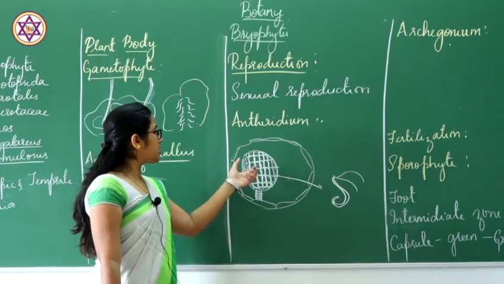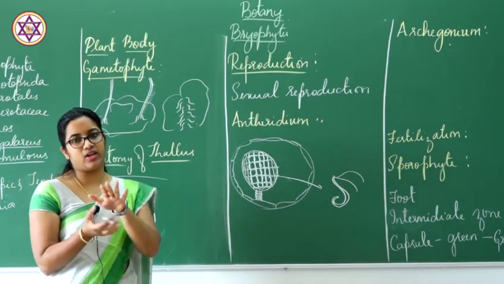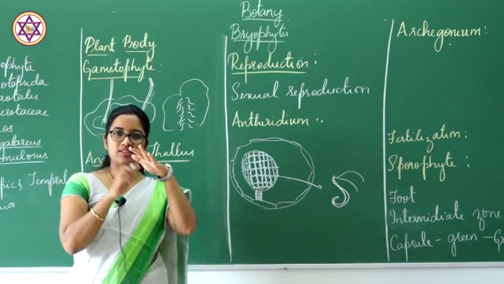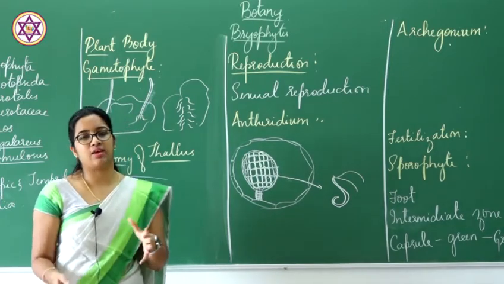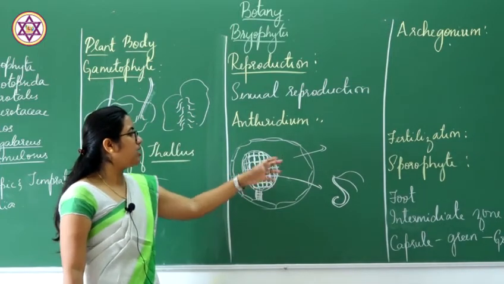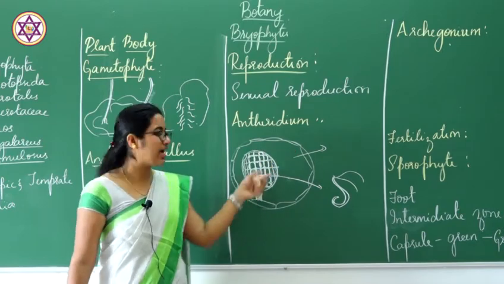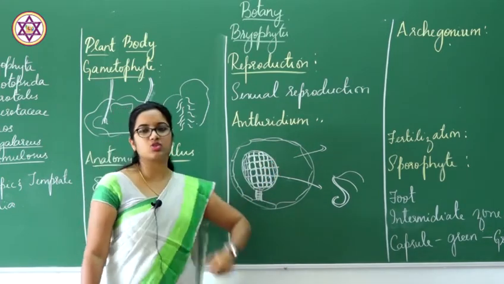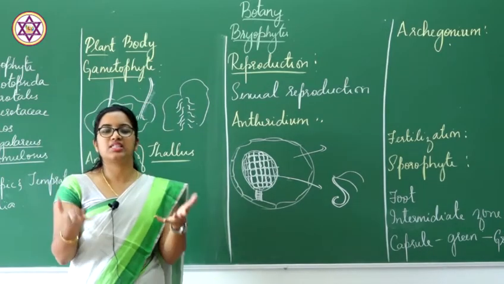Now this antheridium is present inside the thalli. There is a cavity present, which we call the antheridial chamber. This is the roof. These roof cells will disintegrate and the anthrozooid can swim out. This antheridial chamber is present inside the thallus.